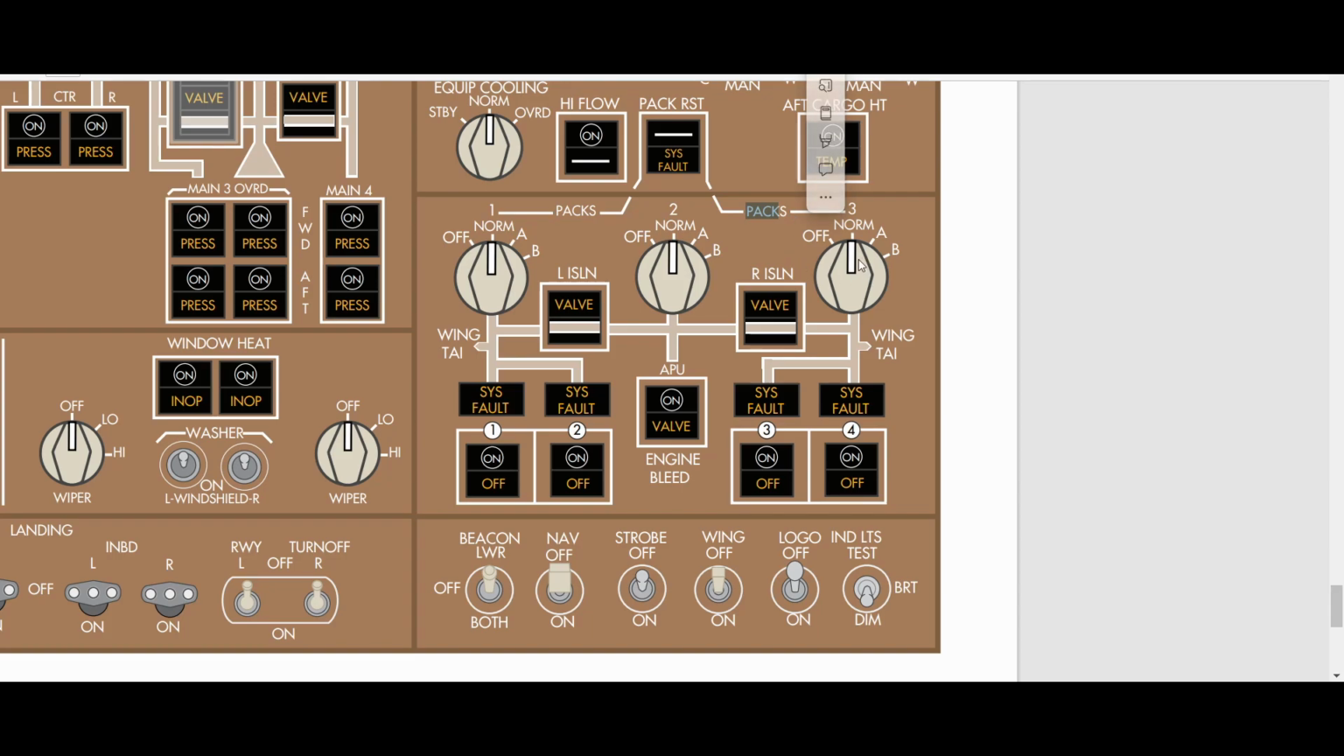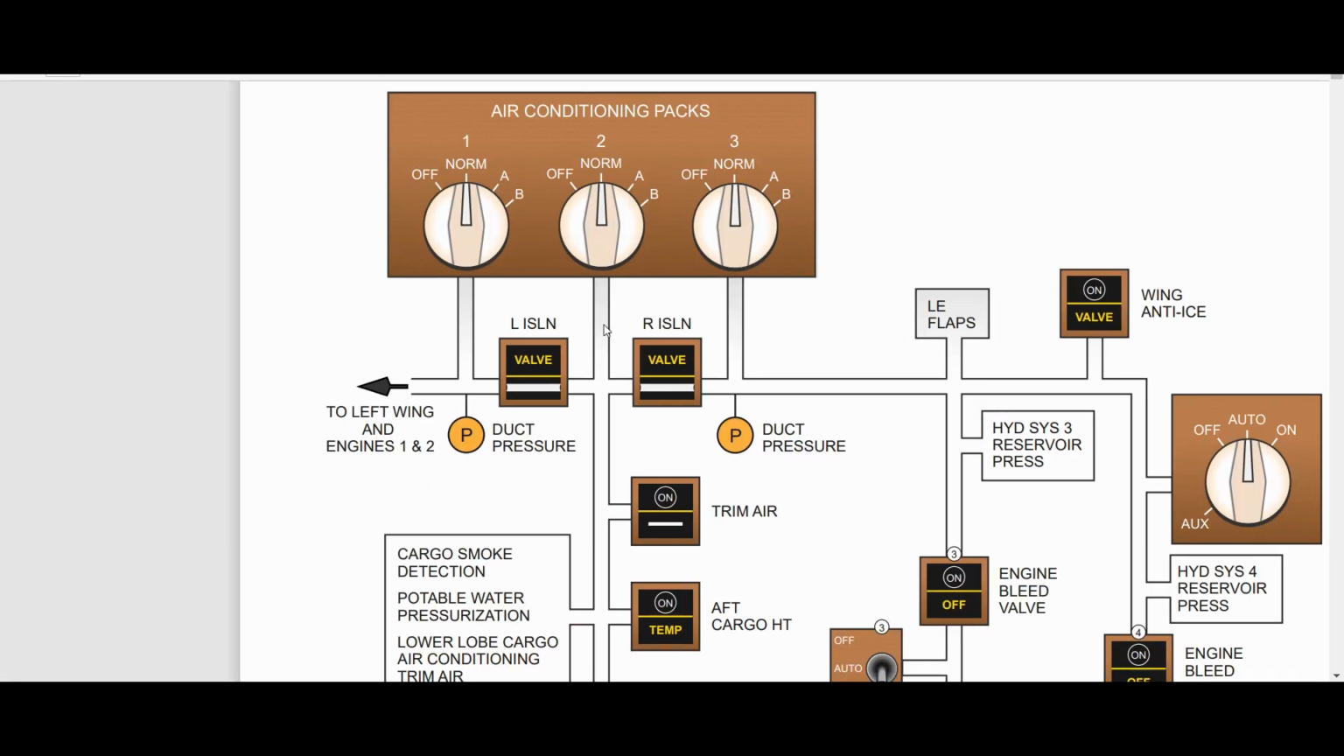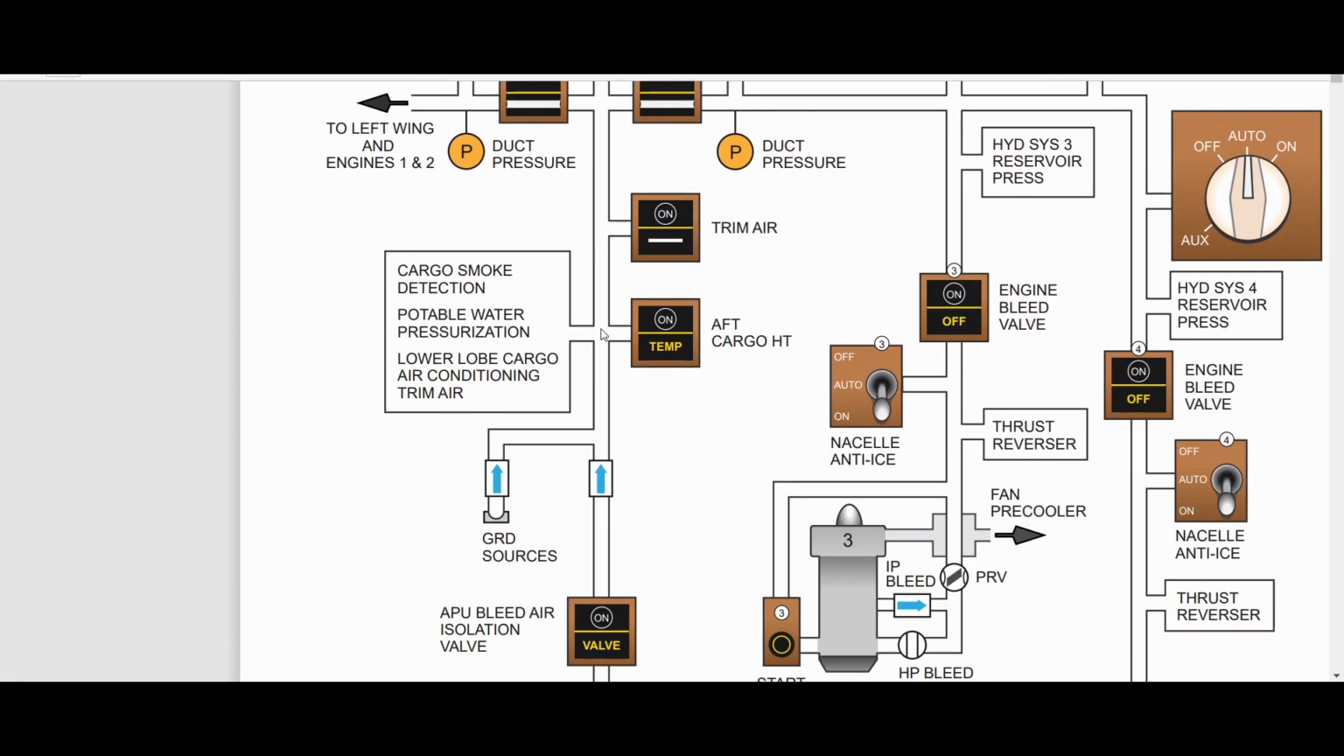And this is an important one. In that center duct in here, center duct is the most important, certainly because of this cargo smoke detection. If you don't have cargo smoke detection, that's a showstopper right there. So that's a big one. What else do we have? Lower lobe cargo air conditioning, trim air. I think that's about it, in a different order than I read it off in the beginning.